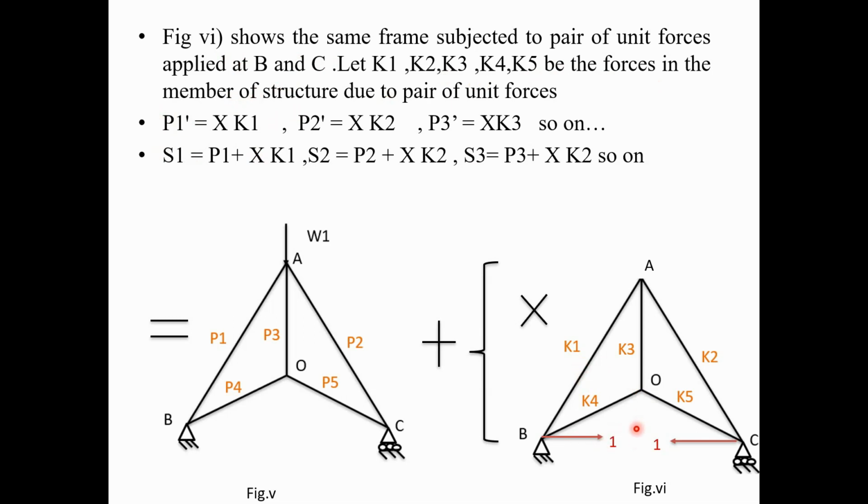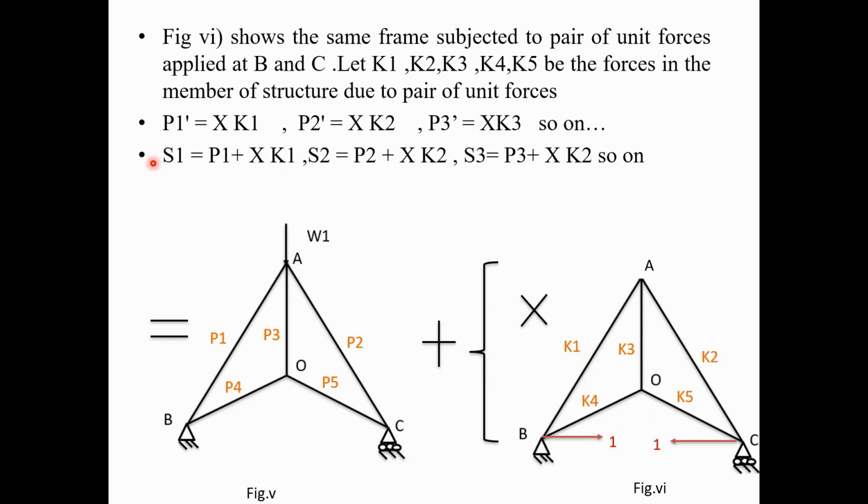So if you have to find out P1 dash, it will be equal to each member force because of unit force applied in the place of redundant, multiplied by x. So P1 dash is equal to x into K1, then P2 dash is equal to x into K2, P3 dash is equal to x into K3, and so on.